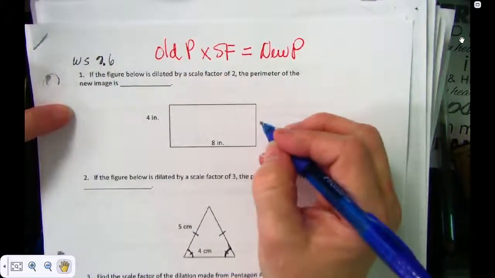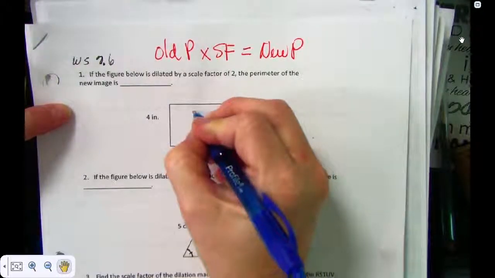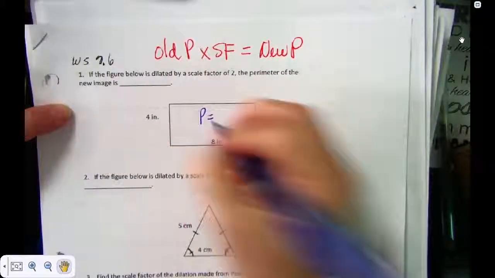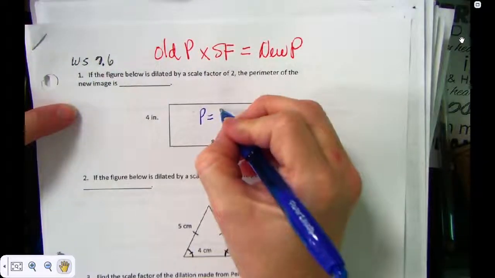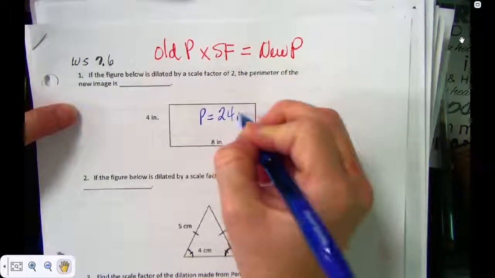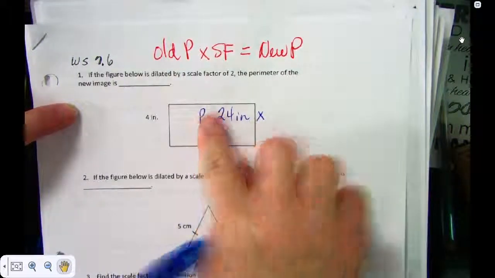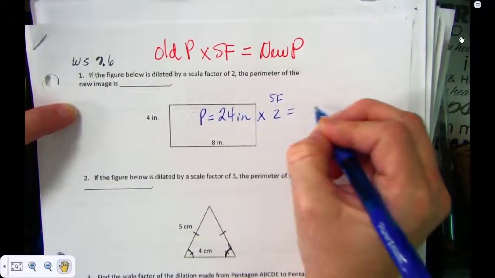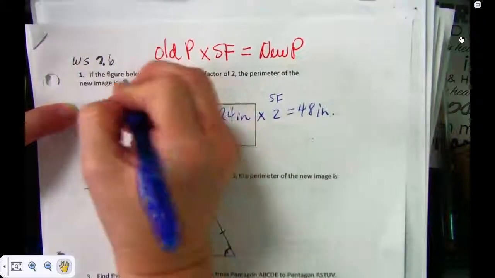So, tell me who knows one way that we could do this. Hint. What's the perimeter? Good, 24 inches. That took longer than I thought it should. 4 plus 8 is 12, double it, 24, right? So we're going to take the old perimeter times, what's the scale factor? 2, and 24 times 2 is 48 inches.